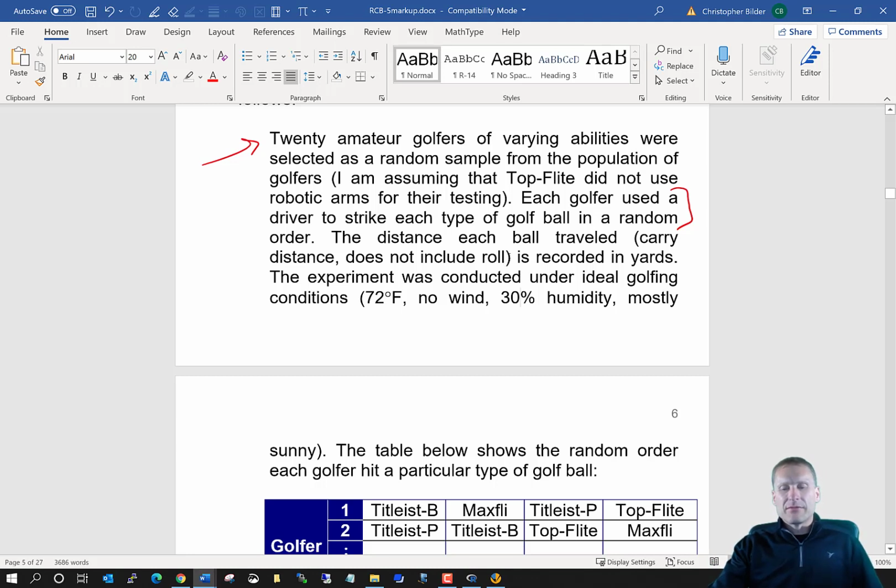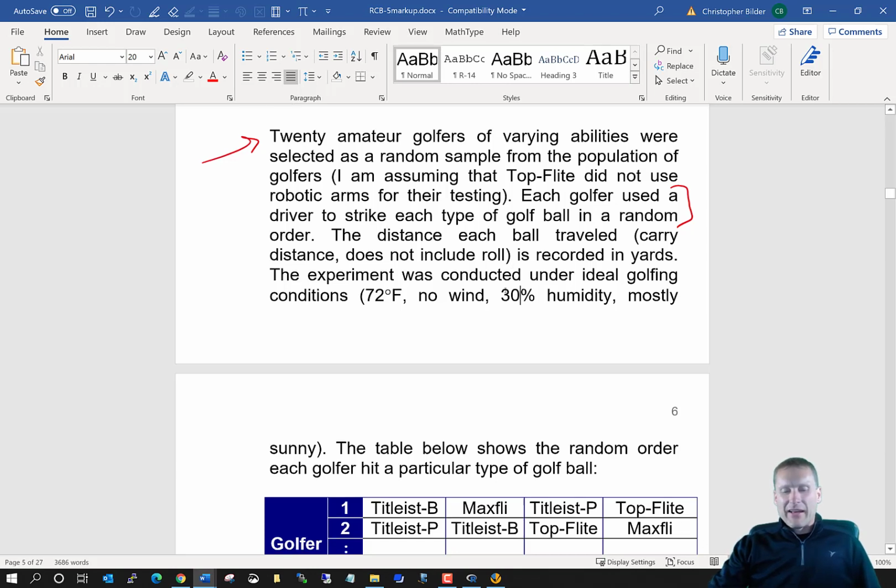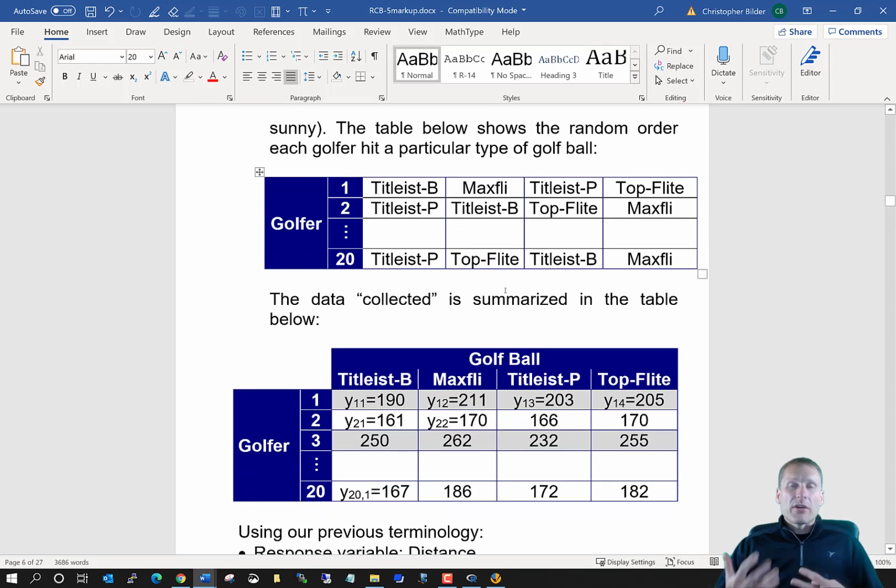What would have been recorded in this experiment is the distance each ball traveled, the carry distance, that is, the distance each ball traveled in the air, not including the roll, recorded in yards. The experiment was conducted under ideal golfing conditions. And here's what could have happened in terms of the ordering for how the golfers hit the golf balls. Now, on your own, you should think about what function in R we could use to construct a table such as this that would randomly select the golf balls and then give them to a particular golfer in terms of the type to hit in order.